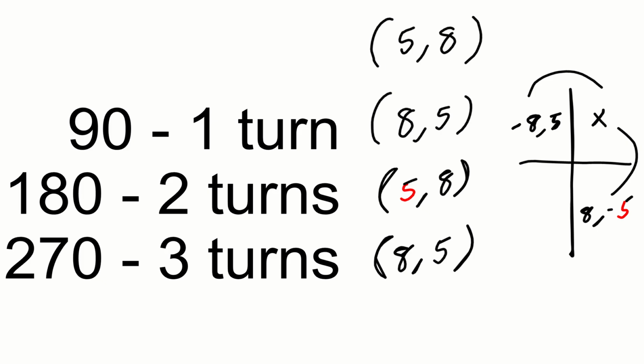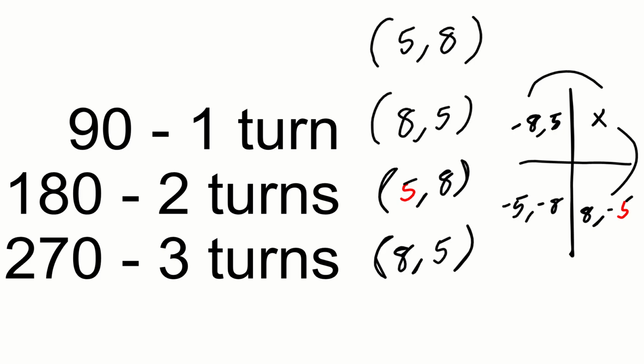Everybody kind of follow? And if I went 2 turns, it's going to put it down here on quadrant 3 where it's negative, negative, so it makes it a -5 and a -8. So you see, every 90 degrees, we're switching the order on those numbers. The signs are based off of the quadrant, okay? Any questions on that?